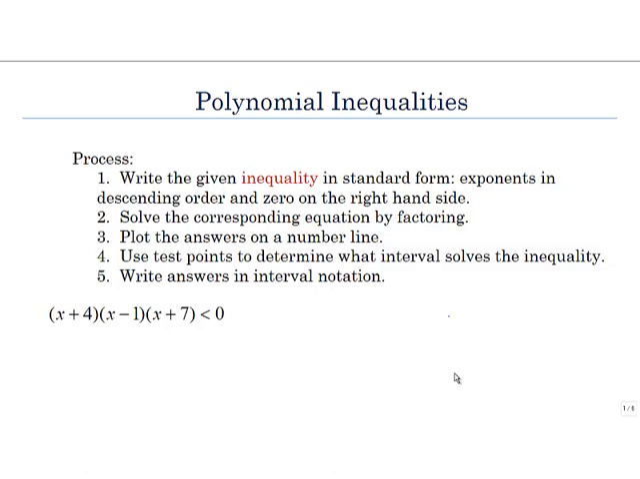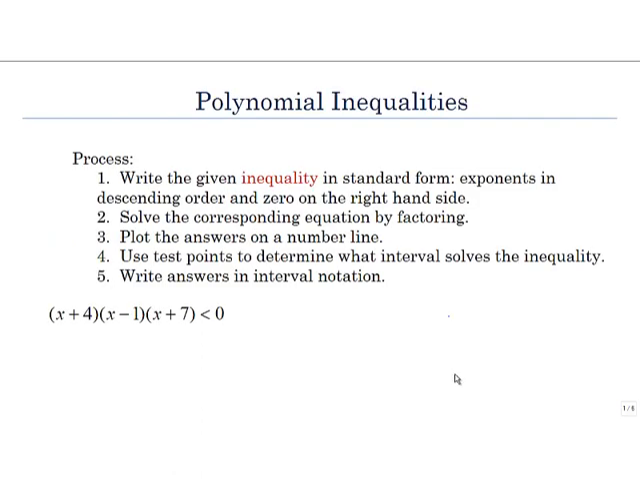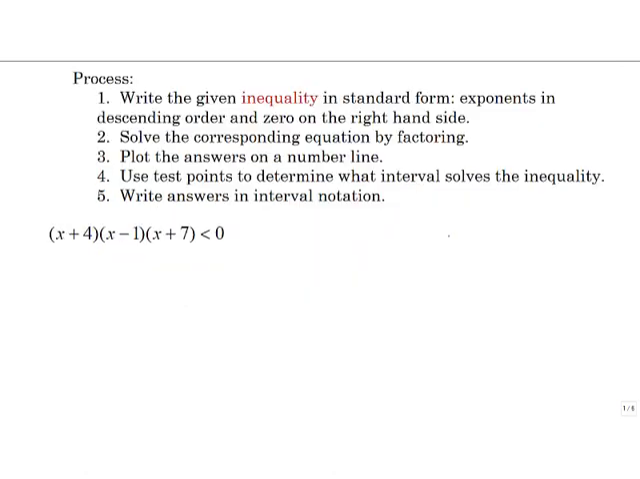Polynomial inequalities are solved just like quadratic inequalities, except that there are usually more boundary points, which means more intervals to check. Remember, the boundary points are also called zeros, the values that make the corresponding equation equal to zero.